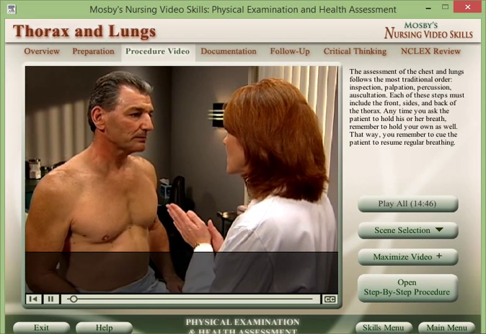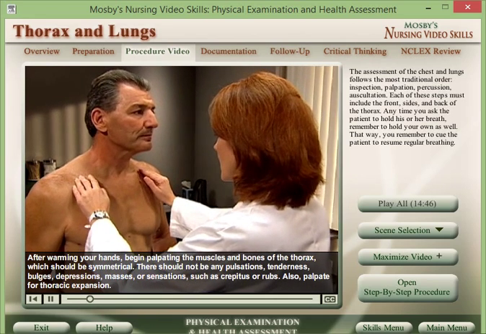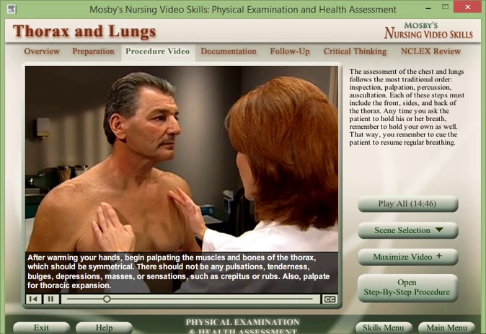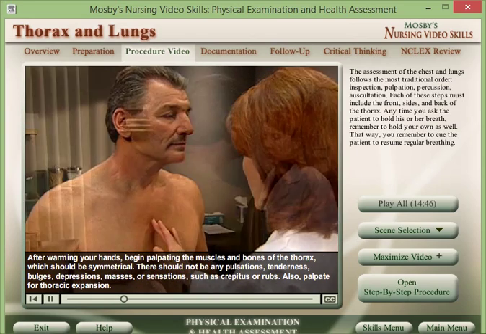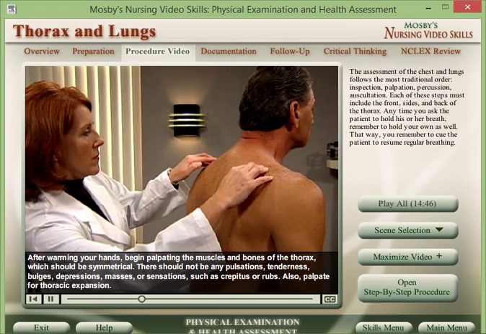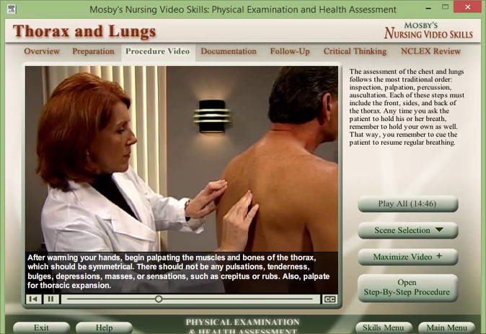I'm going to be palpating the muscles in your back. After warming your hands, begin palpating the muscles and bones of the thorax, which should be symmetrical. There should not be any pulsations, tenderness, bulges, depressions, masses, or sensations, such as crepitus or rubs.